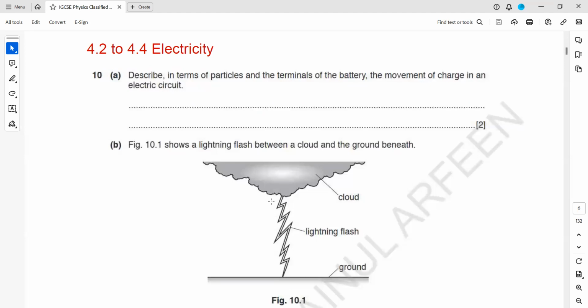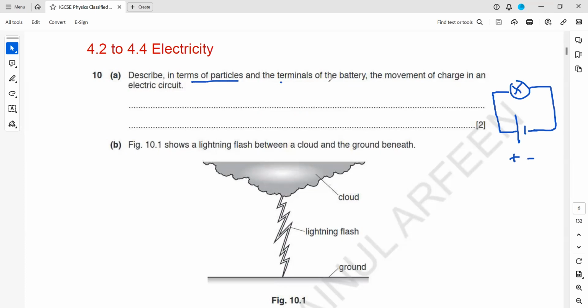Describe in terms of the particles and the terminals of a battery the movement of a charge in an electric circuit. How do the charges move in an electric circuit, and which charges move and from which end? For example, if we have a battery and any component, which charge will move and from which terminals?